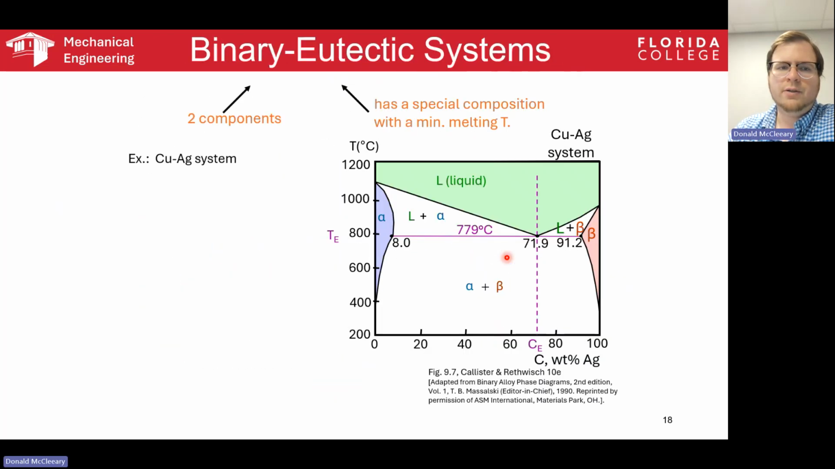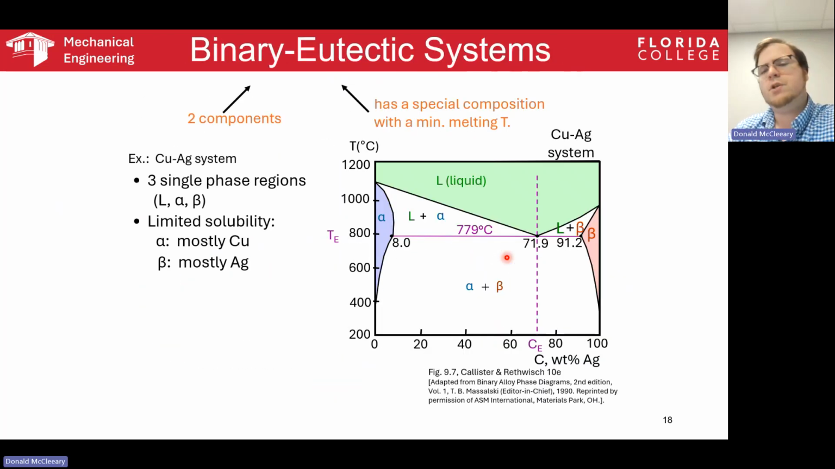Binary eutectic. Okay, so we have three single phase regions. We've got our alpha, we have our liquid, and we have our beta over here. You'll notice that the alpha and the beta regions are very, very small. That's okay. We can have that sometimes. In some cases, like in steel, we have a little tiny sliver of a phase. Limited solubility: alpha is going to end up being mostly copper, and beta is going to end up being mostly silver. That's just how it works. You're not going to have beta with a really high amount of copper in it. It's just not going to happen.